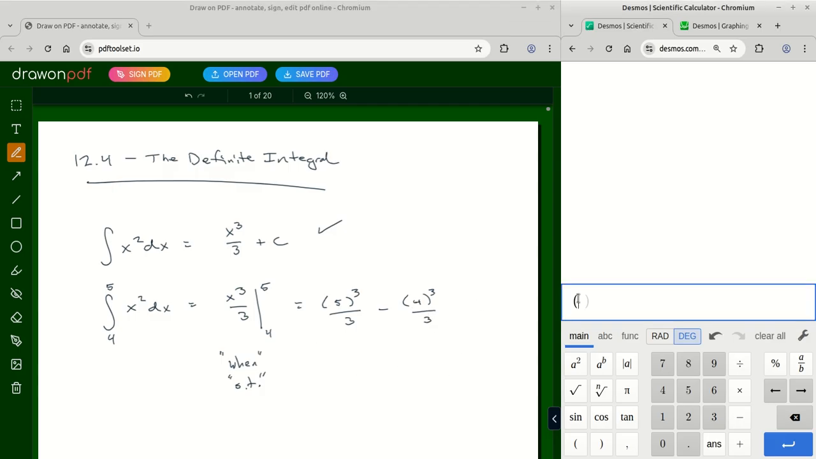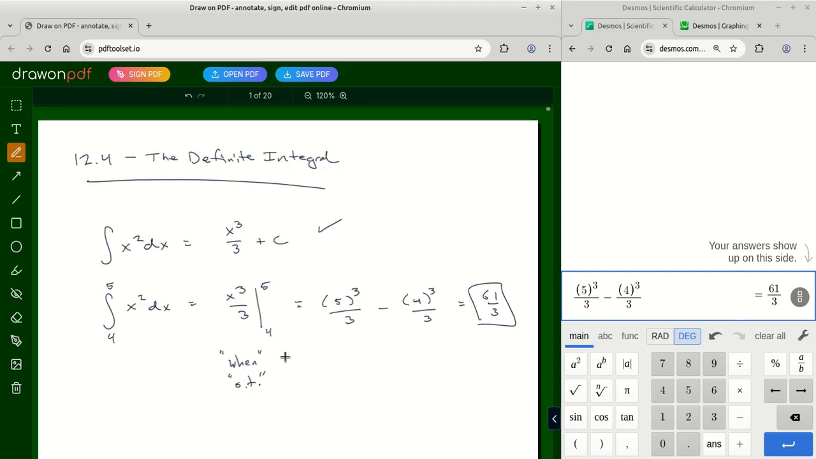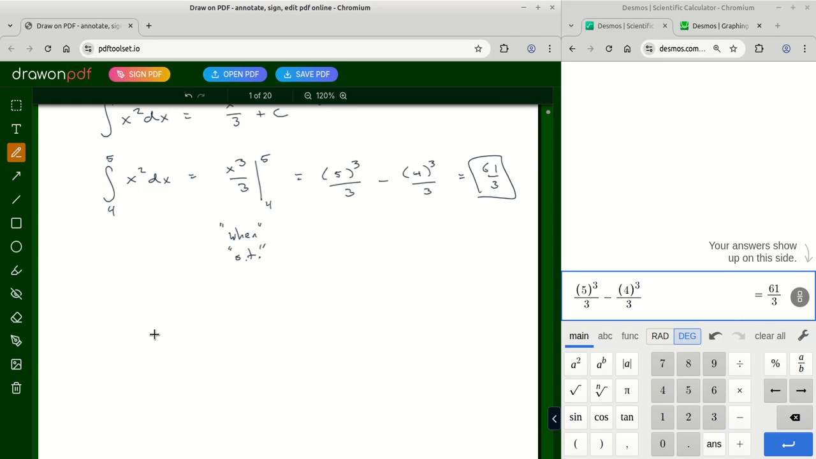And, hey, look, there's Desmos. We've got that open right now. And bloop, we got an answer. 61 over 3. Cool. There it is. We just did that integral. Yay. So what does this mean? Like, what are we actually doing here, in reality, I guess you could say?